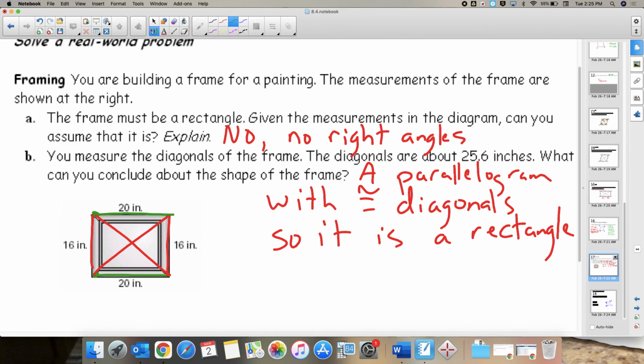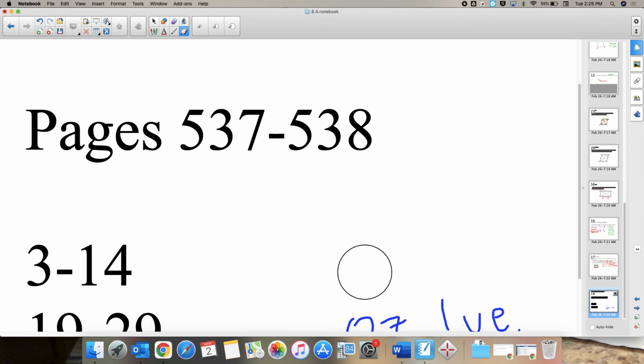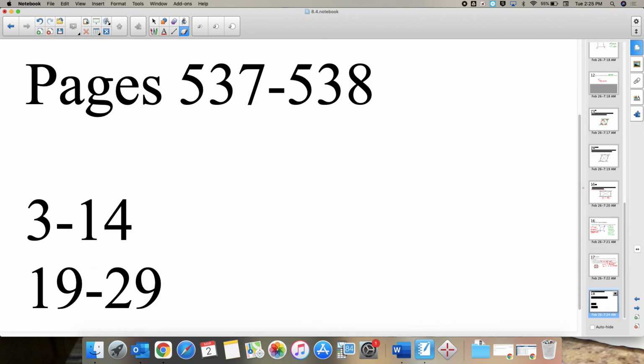All right, taking a look at your homework then, getting some practice in. Your homework is pages 537 to 538. The numbers 3 to 14. We'll do 19 to 29. We're going to make it the odds only.